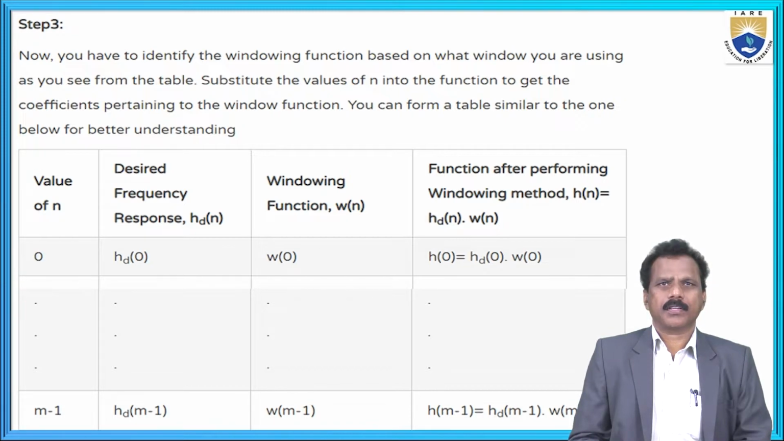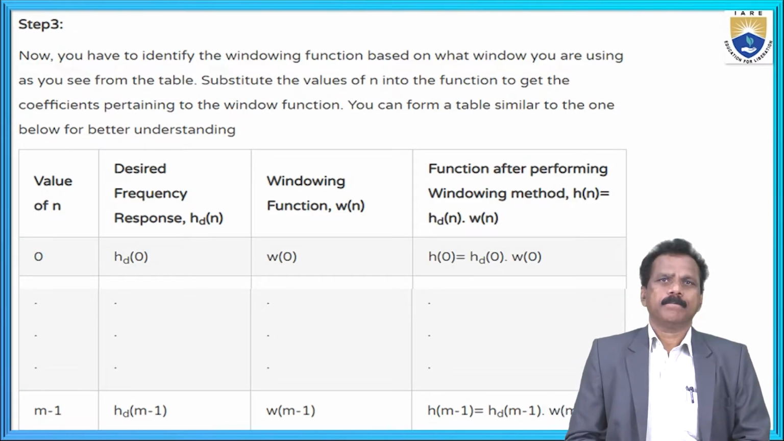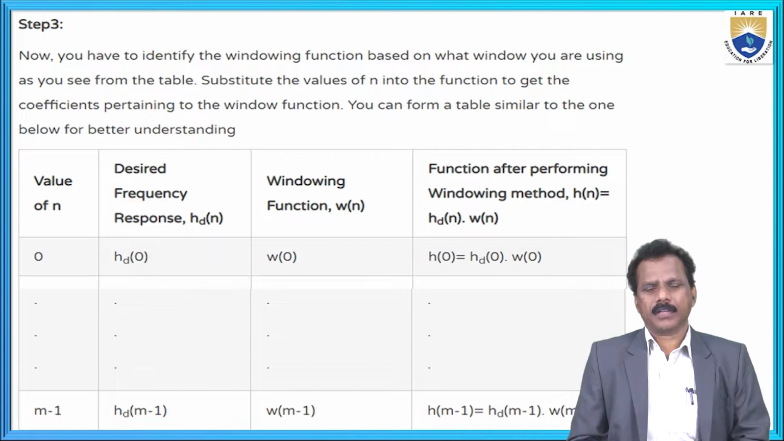As you see from this table, if you are in the different windows, substitute the values of n into the function to get the coefficients pertaining to the window function. We can form a table similar to the one below. For better understanding, you can follow this table.